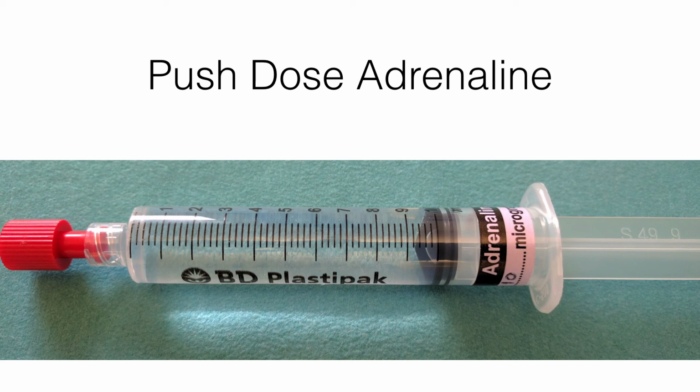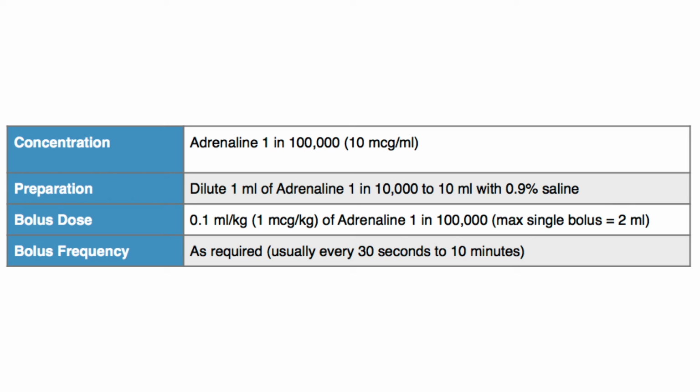We're focusing solely on the emergency intubation of the critically ill child here, and for this situation adrenaline is by far the best and most effective agent, and most importantly it's in the resuscitation trolley on every ward, so you have easy access to it. So how do you make up push-dose adrenaline?